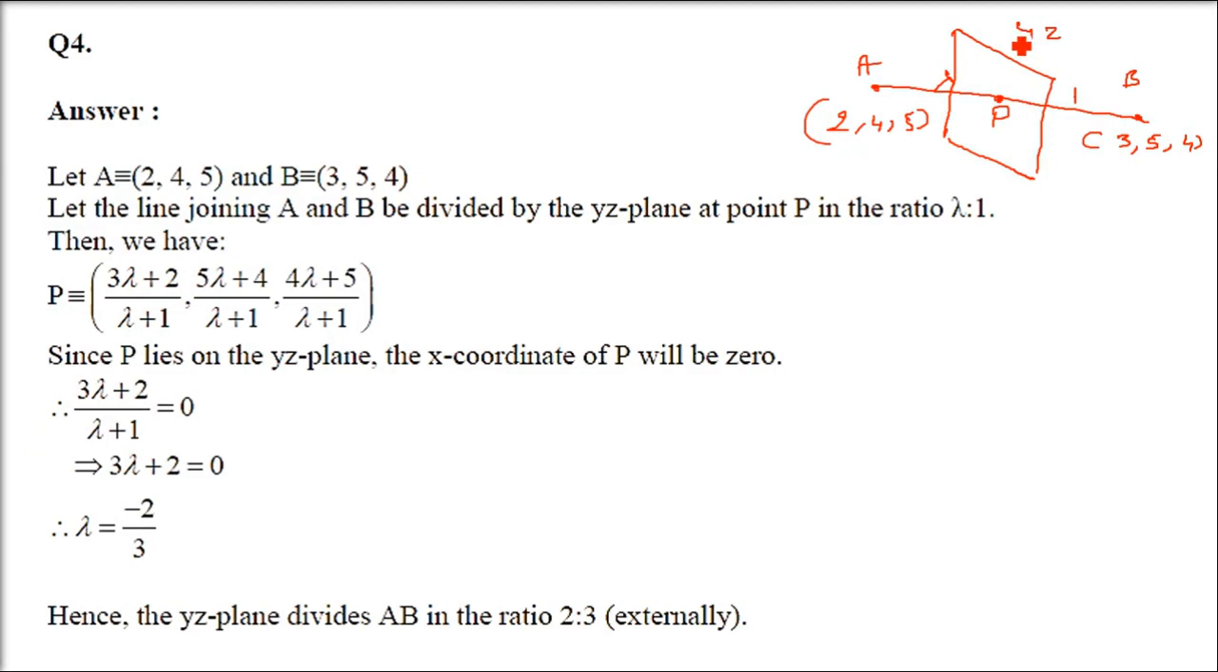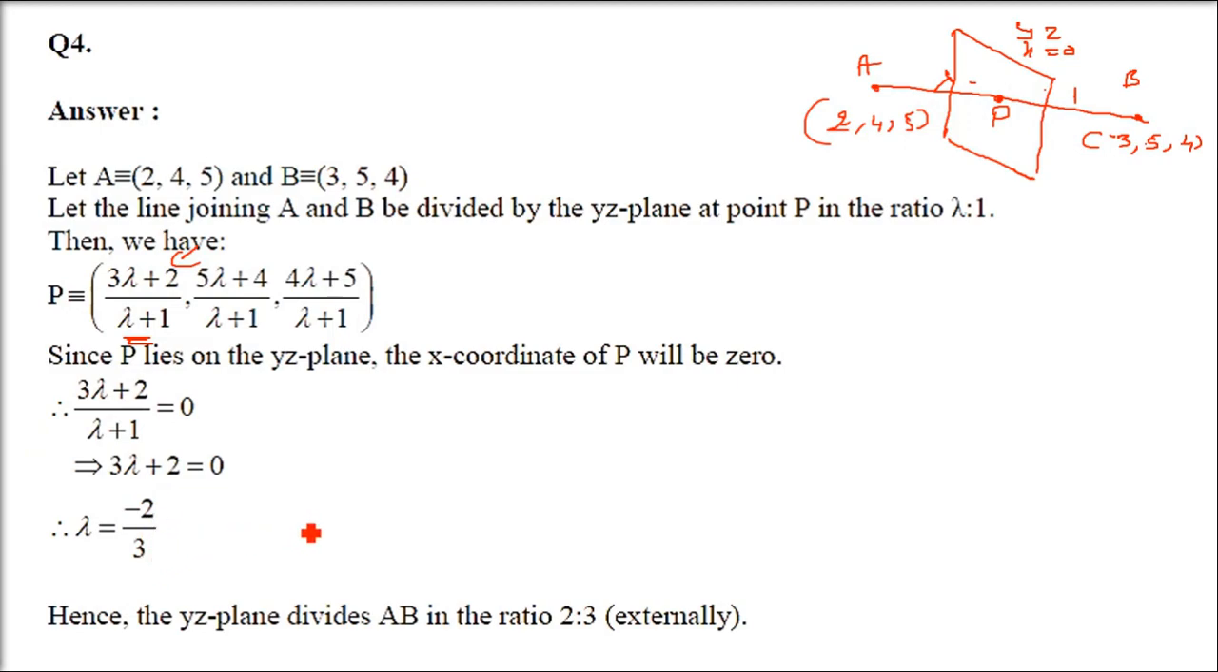Again, YZ plane means x is 0. Whatever comes, just put x as 0. So x, y, z we can find out. You know how to do this by the section formula. So 3 into lambda and 2 into 1 by lambda plus 1, then 5 into lambda and 4 into 1 by lambda plus 1, 4 into lambda and 5 into 1 divided by lambda plus 1. These are our 3 coordinates. But clearly, given YZ plane, x is 0. So put x as 0, lambda will be minus 2 by 3.